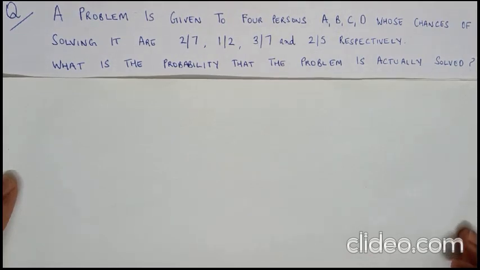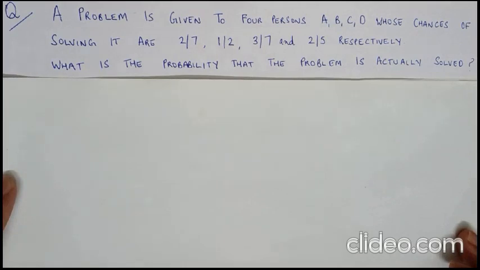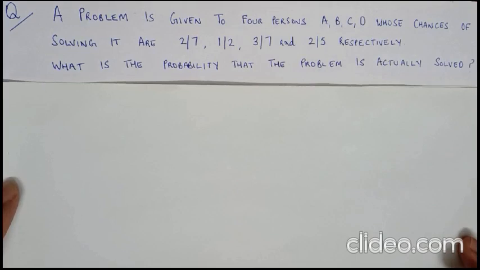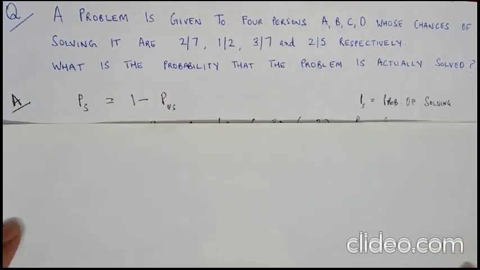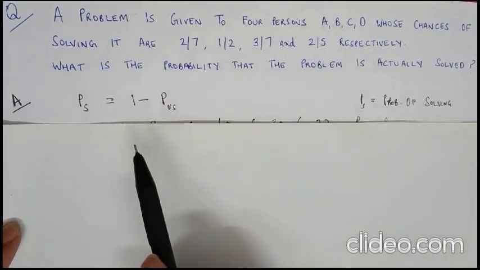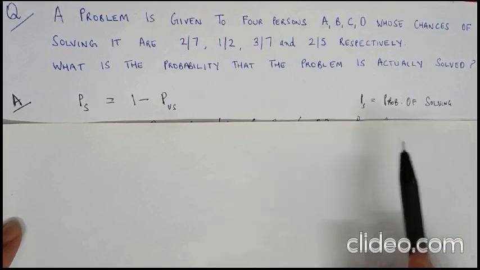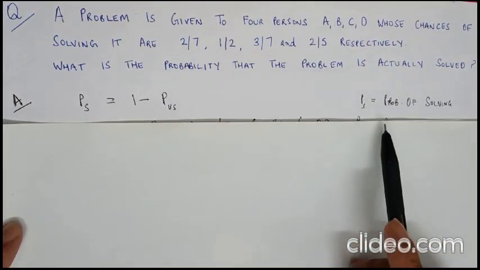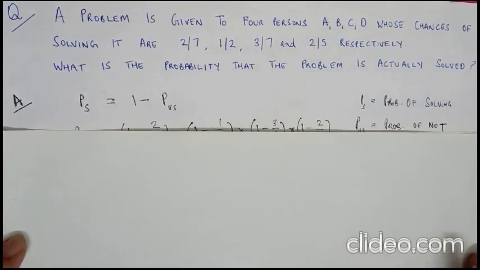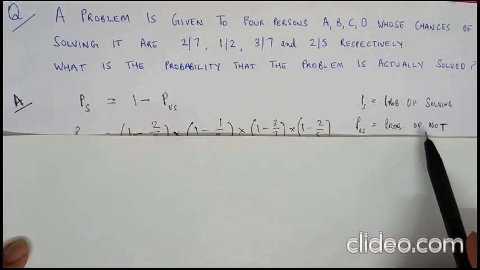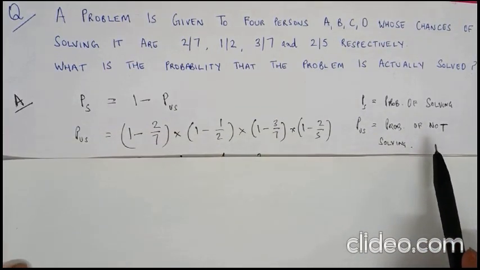Now I had initially solved this problem and I will just show you step by step how we can go through it. So first of all, we will just put two labels. One is probability of solving the problem, that is the answer to this question, which is what will be the probability that this problem is actually solved, that we will call PS. And PUS will be the probability of not solving the problem.